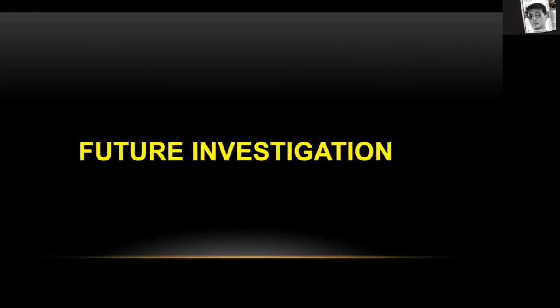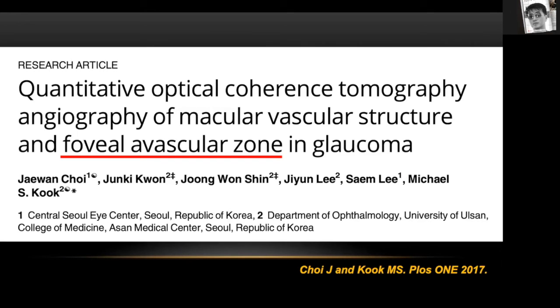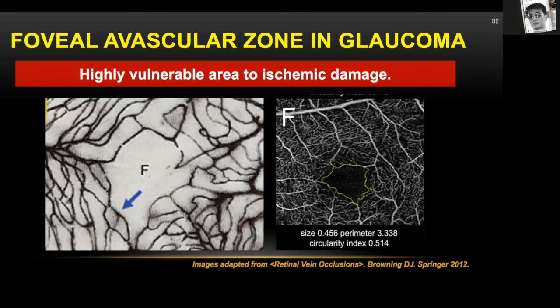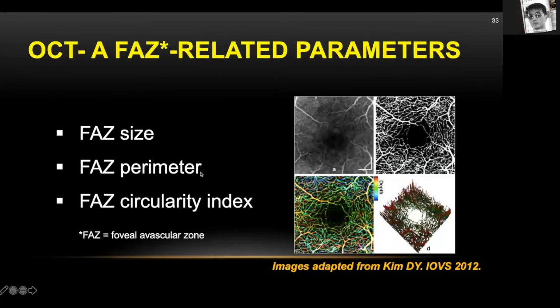I also would like to mention OCT-A's future investigation. In our article published a few years ago, we analyzed the foveal avascular zone using OCT-A because FAZ in glaucoma is of great interest in that this area is highly vulnerable to ischemic change. Given the fact that the fovea is surrounded by a single-layered perifoveal capillary arcade, we can assume that ischemic stress may result in the disruption of FAZ shape and be easily observed by OCT angiography. OCT-A FAZ-related parameters are its size, perimeter, or circularity index.